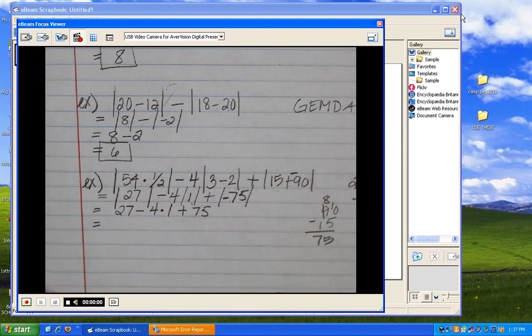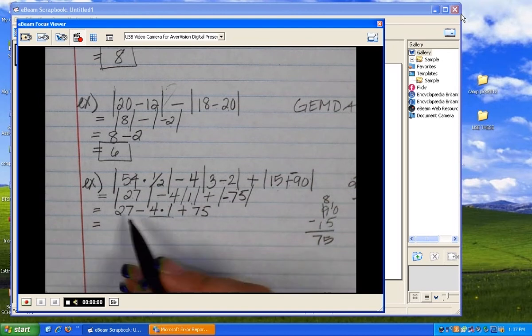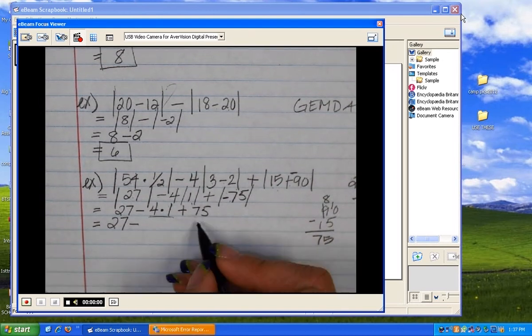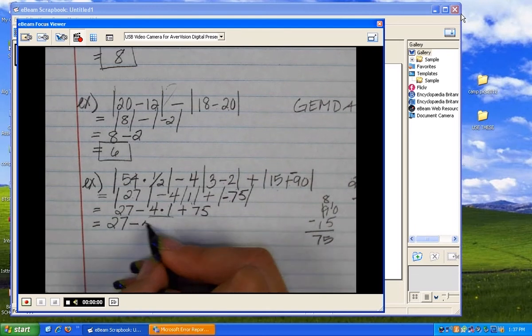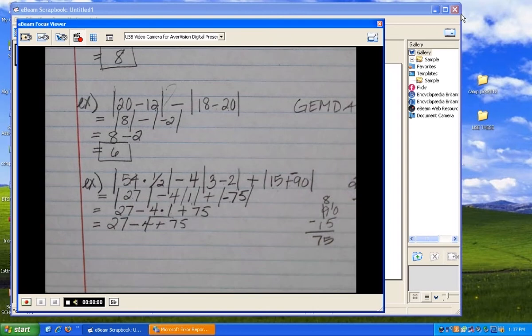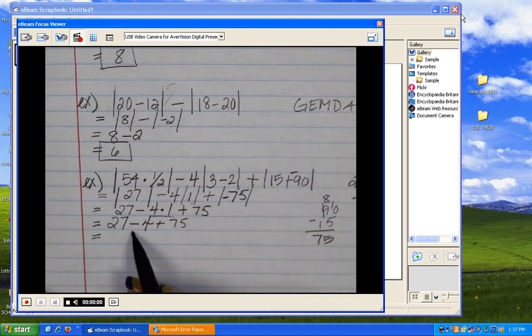Now, according to GEMDAS, I have to do my multiplication and division first. So I have to write my 27 minus and leave it there. And 4 times 1 is 4. And I have to add my 75 still. And now, work left to right with our addition and our subtraction.